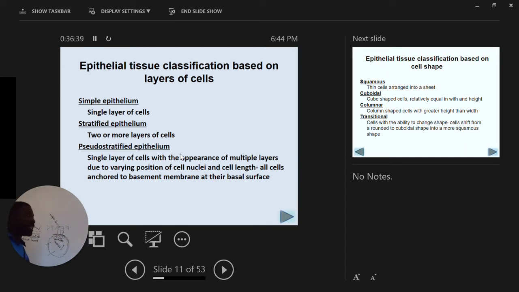Now, another thing that is interesting is this. Let's talk about the layers of epithelial tissues. Epithelial tissue layers. How epithelial tissues are classified.